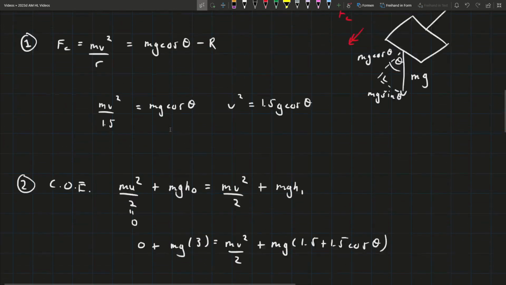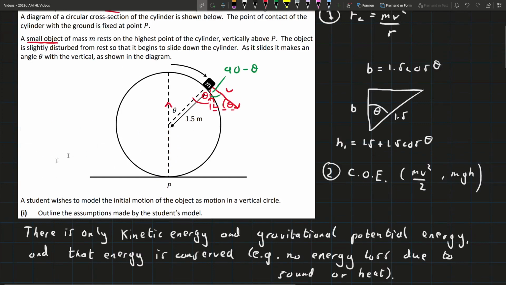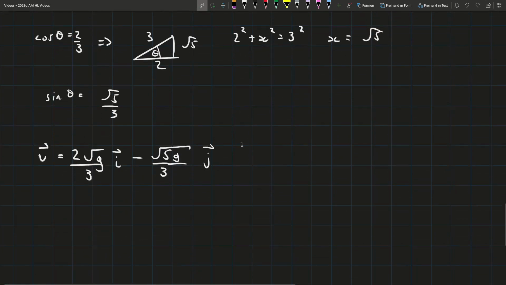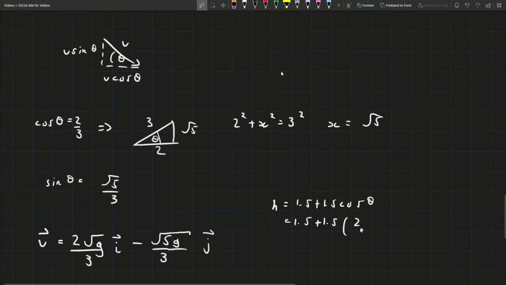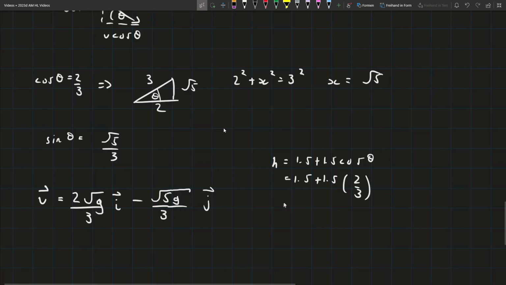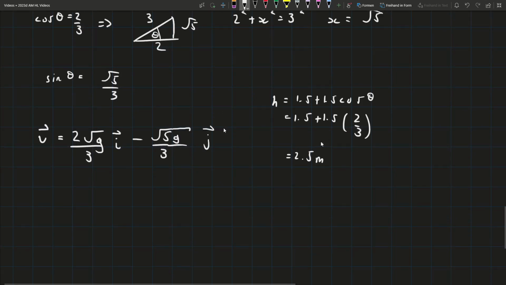And how far are we above the ground? Well, our height at any point is given by 1.5 plus 1.5 cos theta. We know that theta, in this case, is when it just left the circle, which means cos theta is 2/3, as we calculated up here. So 1.5 times 2/3. Put that into your calculator. The 1.5 and 2/3 cancel, giving you 1, and you get 2.5 meters. So that's the height, the distance it is above the ground.